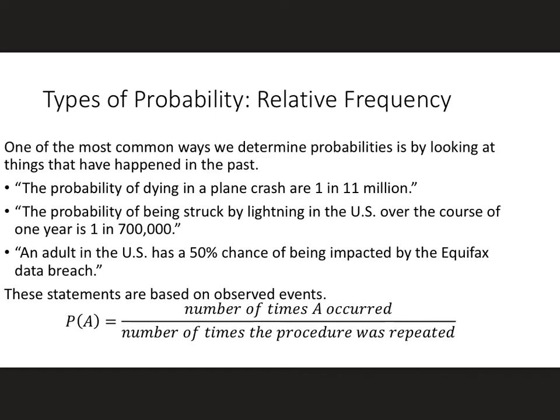There are different types of probabilities, and we're going to start by looking at relative frequency. One of the most common ways we determine probabilities is by looking at things that have happened in the past. The probability of dying in a plane crash is 1 in 1 million. The probability of being struck by lightning in the U.S. over the course of 1 year is 1 in 700,000. An adult in the U.S. has a 50% chance of being impacted by the Equifax data breach. So these statements are based on observed events. If you're going to try to find a relative frequency, you will say the probability of the event equals the number of times that event has occurred divided by the number of times the procedure was repeated.